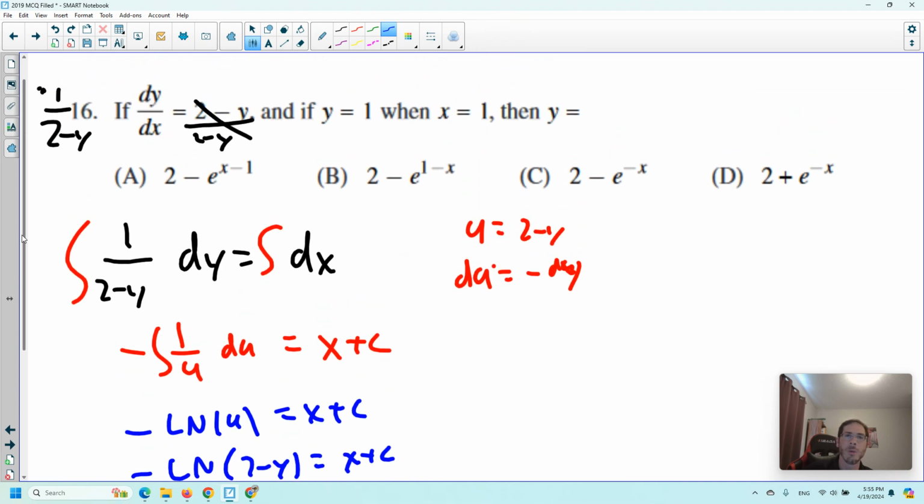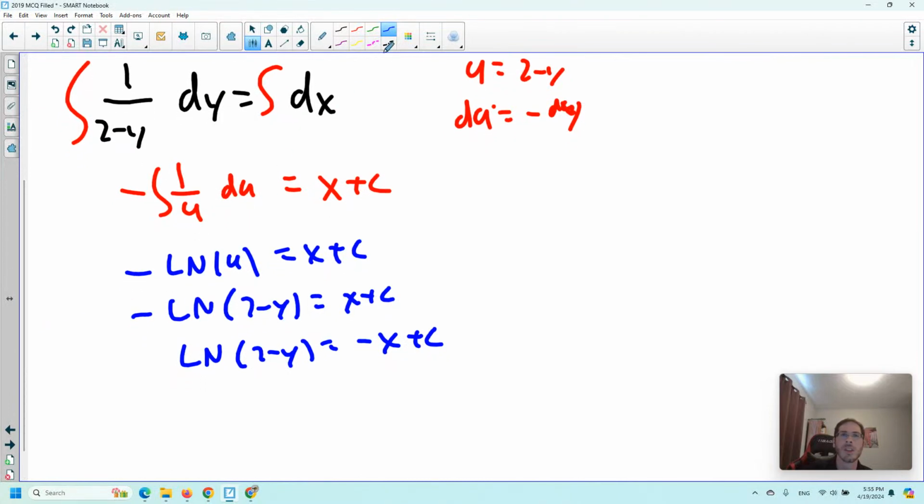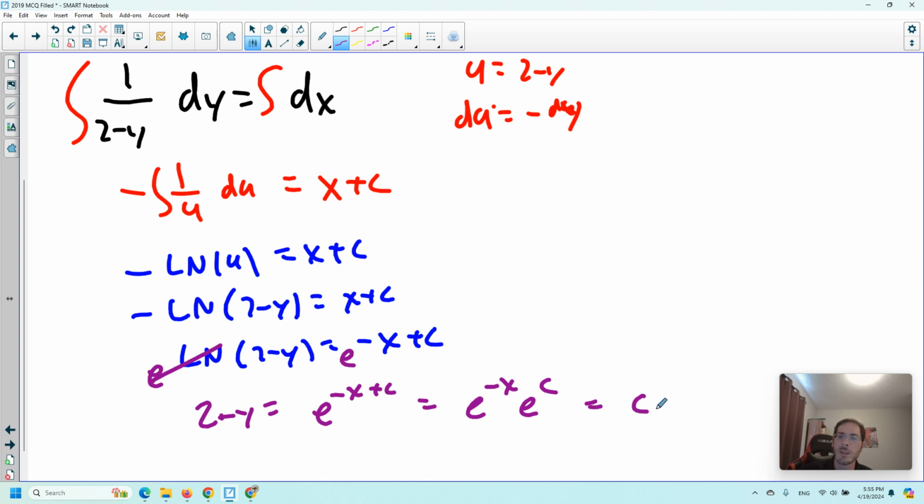We still got to figure out y. So we still have to get y by itself. So to get y by itself, we're going to do e to both sides. 2 minus y equals e to the negative x plus c. Now remember, if we have this plus c up here in the exponent, we can use our exponent rules, e to the negative x, e to the c, and claim that e to the c is just one variable. So we get c e to the negative x. Oops.